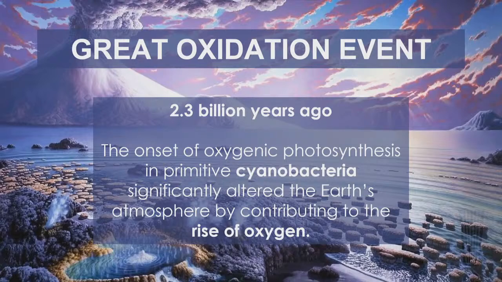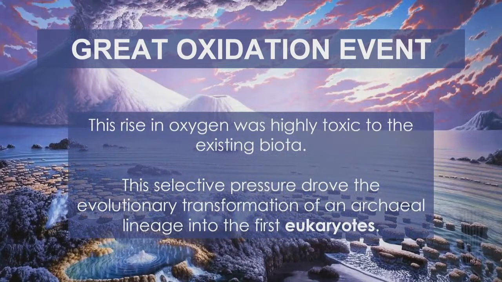The onset of oxygenic photosynthesis, when these cyanobacteria are producing oxygen instead of those sulfur and sulfate compounds, significantly altered the Earth's atmosphere, contributing to the rise in oxygen. So the rise in oxygen was highly toxic to a lot of existing life forms at that time. They had been evolving with a very different atmosphere. Oxygen is a highly reactive element. So think about it. It can do everything from corrode metals to go up in flames. It caused a lot of life forms to die off.